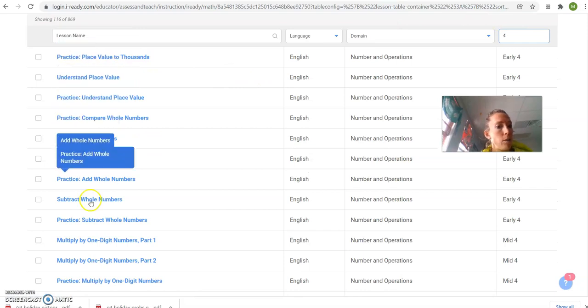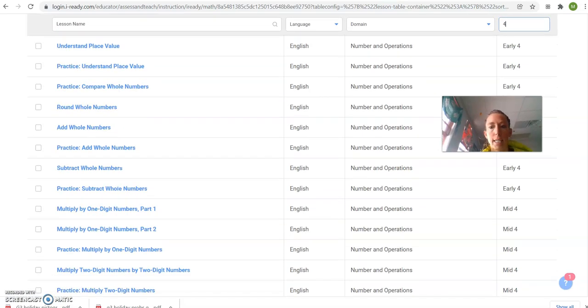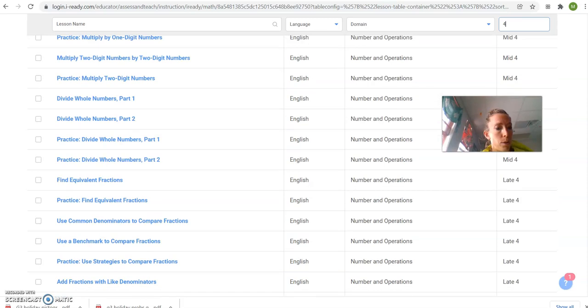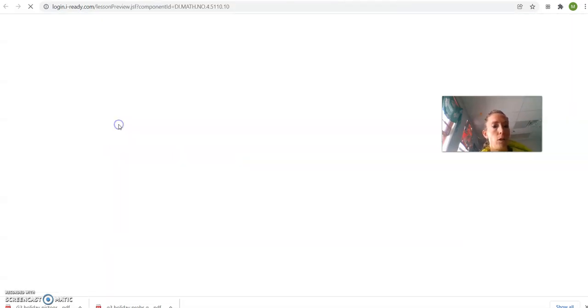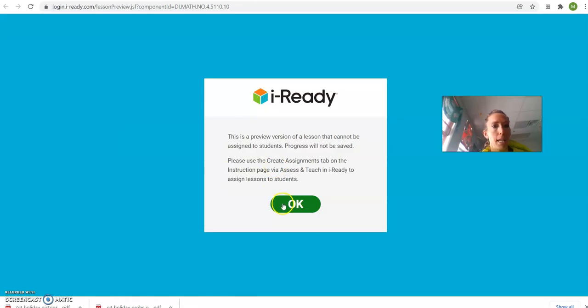And I could say, okay, what would I like them to practice? So I scroll through, and maybe right here it says find equivalent fractions. That's a lesson versus here, which is practice. So I might choose this one for them to do. And then I can see what it looks like by hitting practice, and it'll go through it for me. And I can show the kids what it looks like.